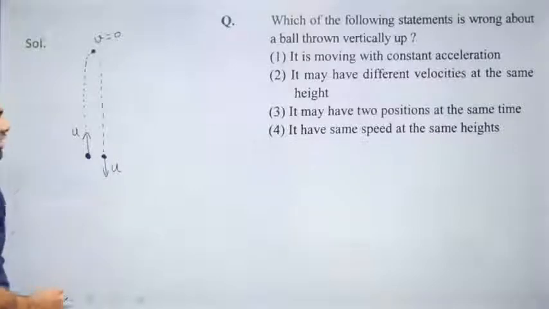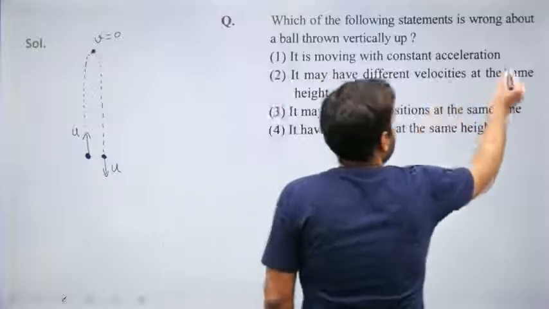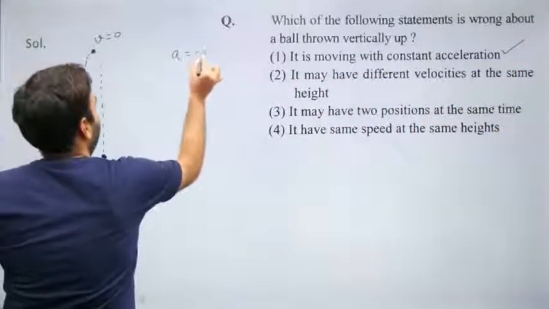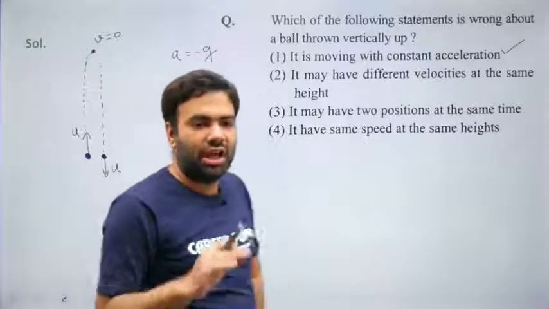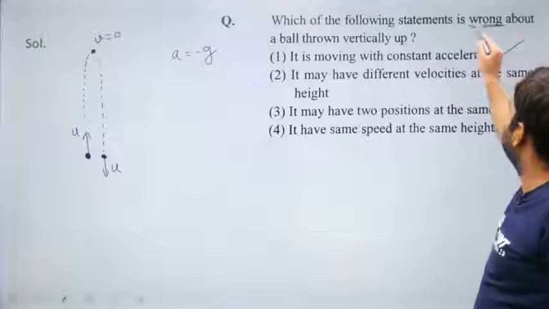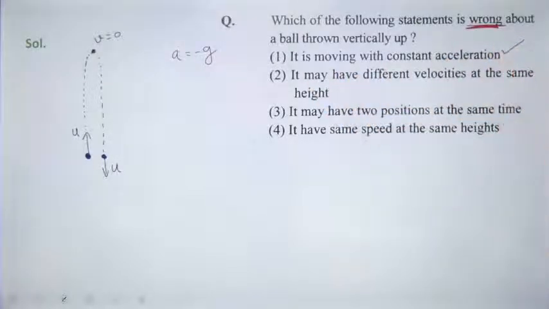Now let's check the options. It is moving with constant acceleration. Yes, this is correct. What is the value of acceleration? The value of acceleration is minus g, which is the same at all the points. It is asking for the wrong statement. Remember, it is asking for the wrong statement. So statement 1 is correct, it cannot be the answer.